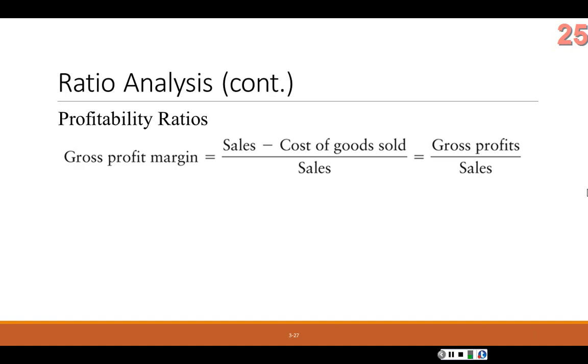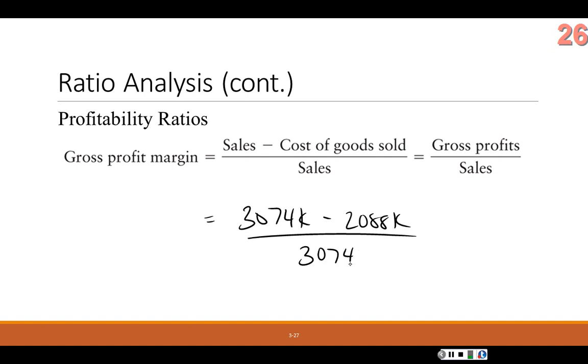First, we'll look at gross profit margin, which is sales minus cost of goods sold over sales. For Bartlett Company, sales is $3,074. Subtract our cost of goods sold found on the income statement and divide that by sales. And you get 32.1%. So when we deduct only cost of goods sold, this company is keeping 32.1 cents of every dollar sold. This is the least restrictive definition of profitability that we use.